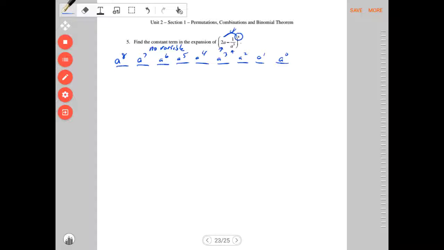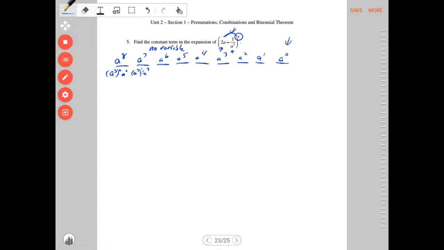Okay, now if there were not a's on the bottom, the constant term is usually that last one. But of course, there are a's on the bottom. Okay, so this guy here, remember the pattern. This is a cubed, so he's going to start at 0, a cubed to the 0. Well, guys, that's just a to the 0, or nothing. Okay, the next one is going to be a cubed to the 1, which is just a cubed.